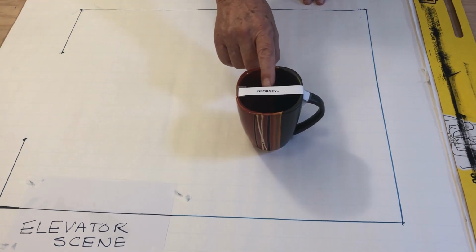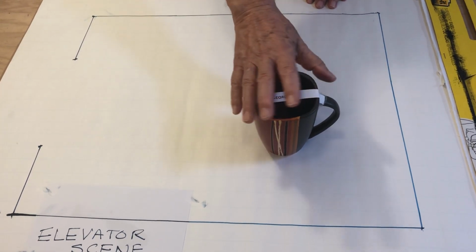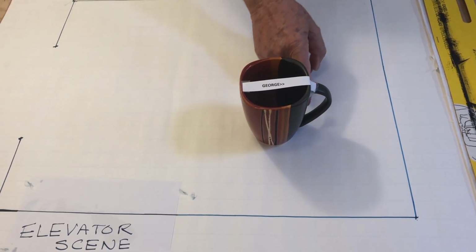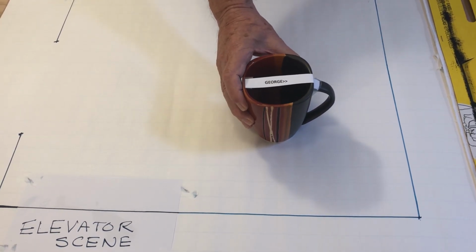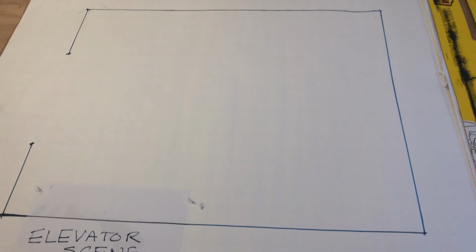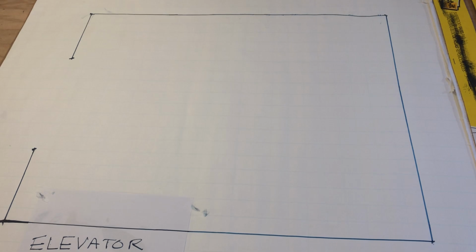This is George. This is a cup. Using cups is good because this becomes the direction they're facing. It's very clear which way he's facing. So all of our characters are made out of cups. This is a scene between George and Martha.